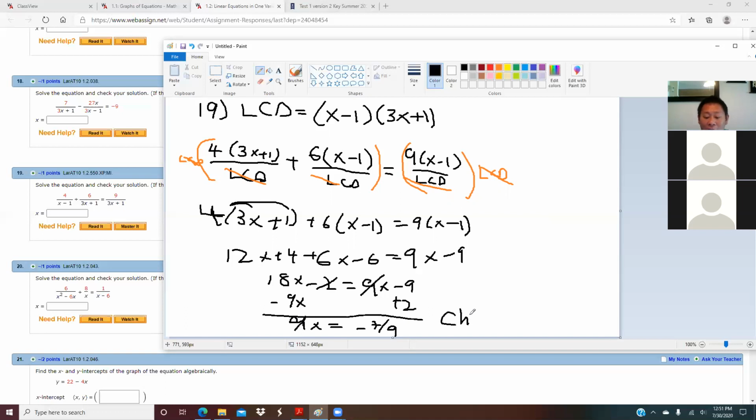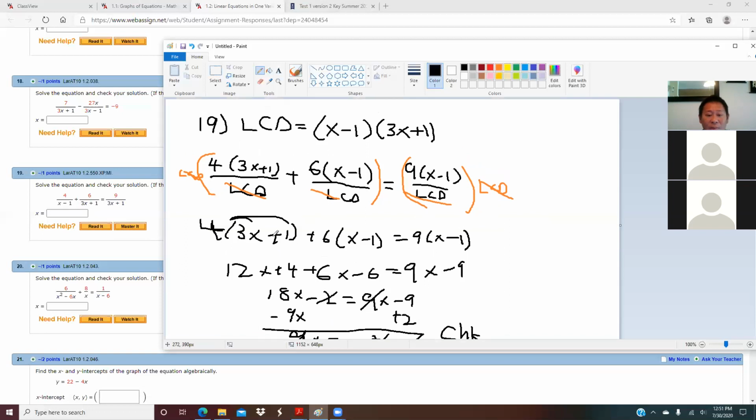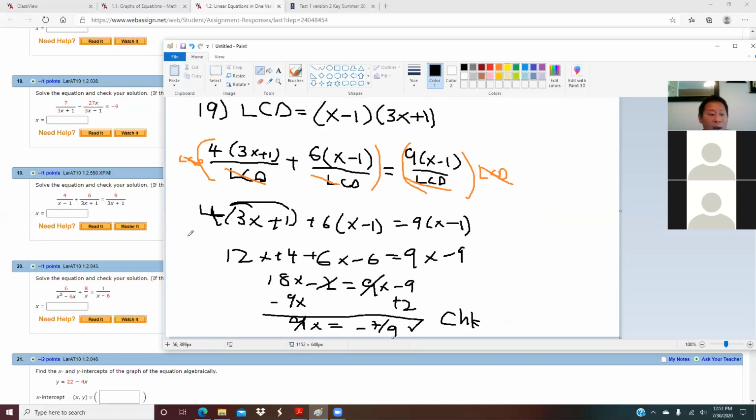But do not forget, you need to check your answer. So plug -7/9 into your x here. Will this become 0 when you plug -7/9 into the x minus 1? No, it won't give you 0. It gives you a fraction, which is fine. And when you plug -7/9 into your 3x plus 1, does that make it 0? The answer is also no, because it's still a fraction or a number. So in this case, this number is checked. Okay, so this is how we do question number 19. How do we check your answer here? You only check if you have fractions in your denominator.